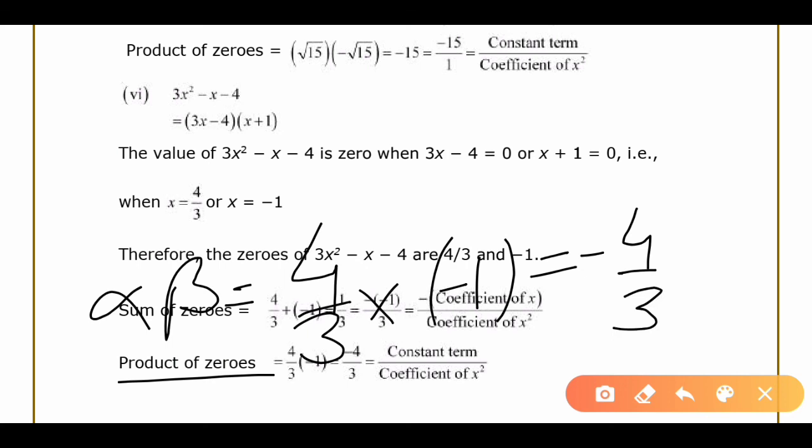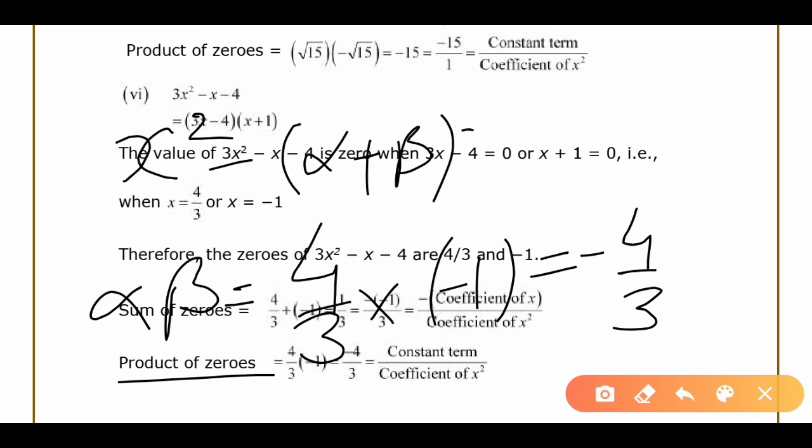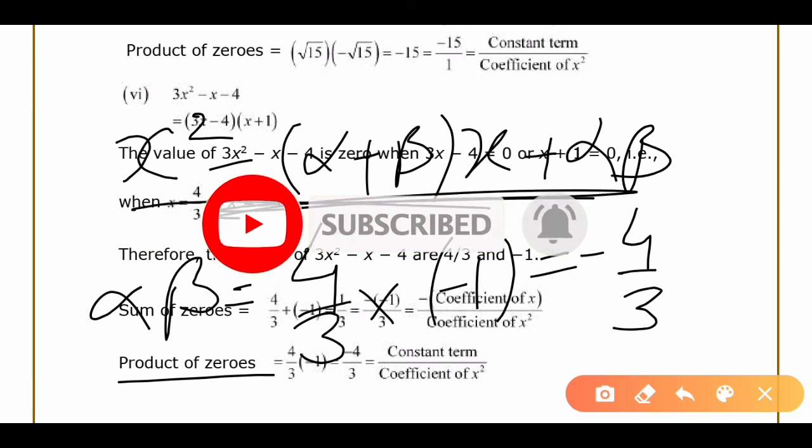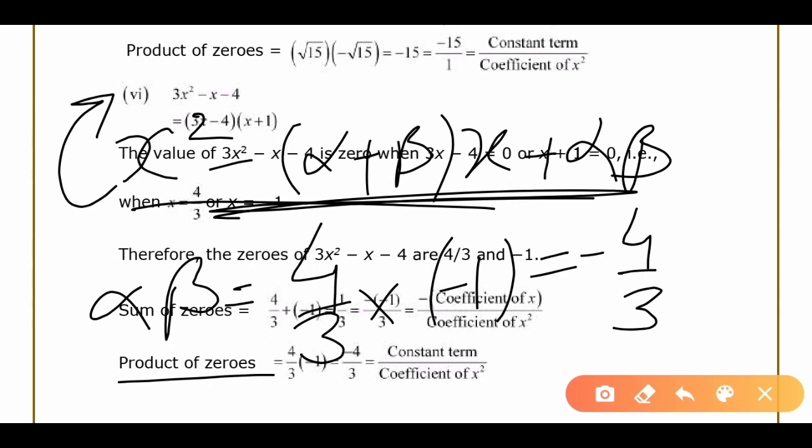Clear? Now for getting the original equation, you replace these values in x square minus (alpha plus beta) into x plus alpha into beta. If you replace these values in this equation, you will get the original equation. Clear?